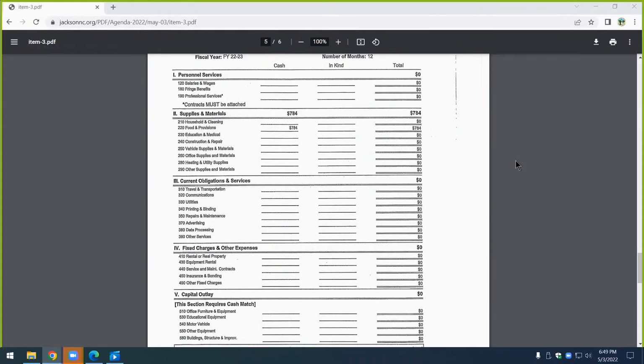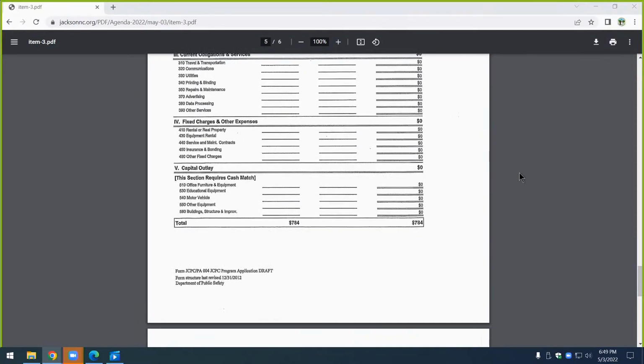And this final page is just our upcoming admin budget for the year. Each year, JCPC administration is allocated $740 for supplies, food, and provisions. That's just a breakdown of that. And we ask just today, looking for your approval to approve the JCPC County Funding Plan for the 22-23 year.